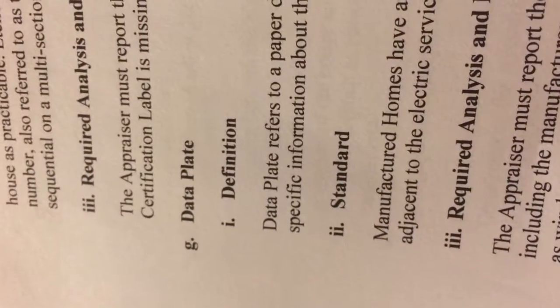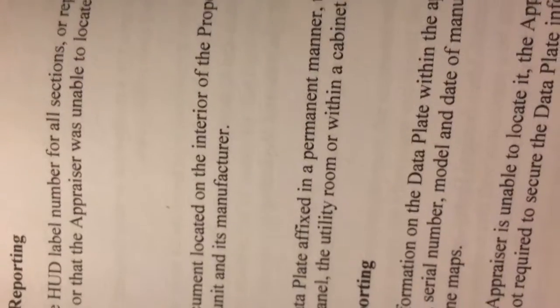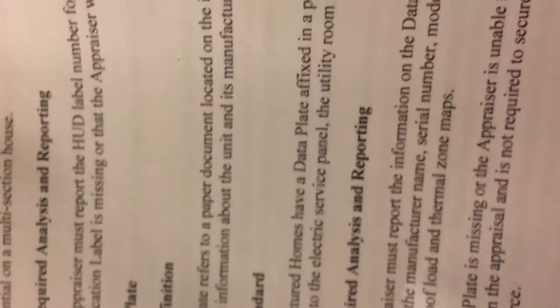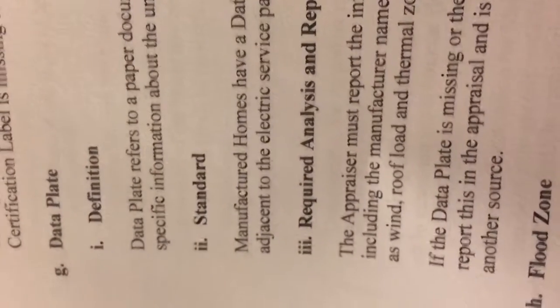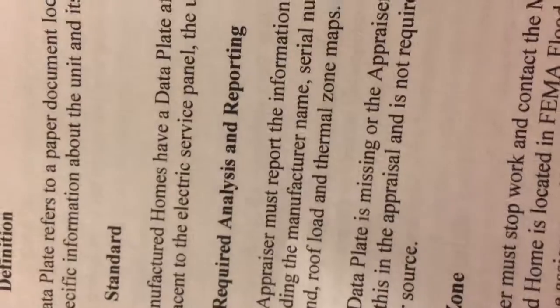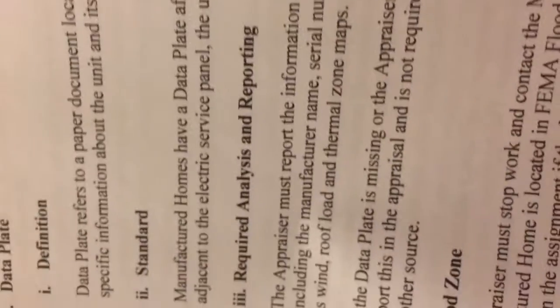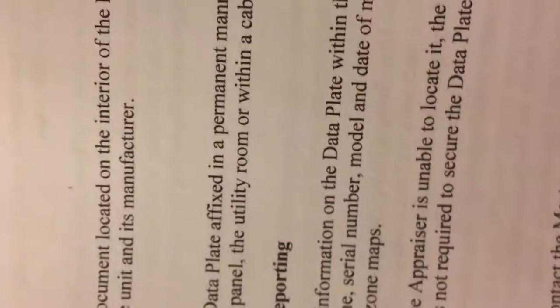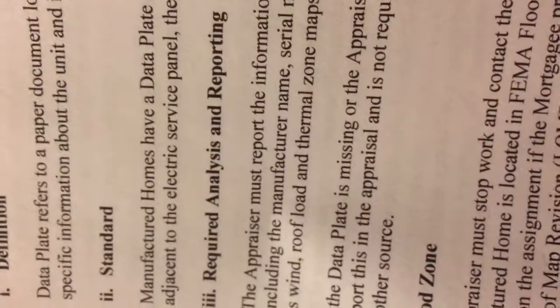G. Data plate. Definition. Data plate refers to a paper document located on the interior of the property that contains specific information about the unit and its manufacturer. Standard. Manufactured homes have a data plate affixed in a permanent manner, typically adjacent to the electric service panel, the utility room, or within a cabinet in the kitchen.